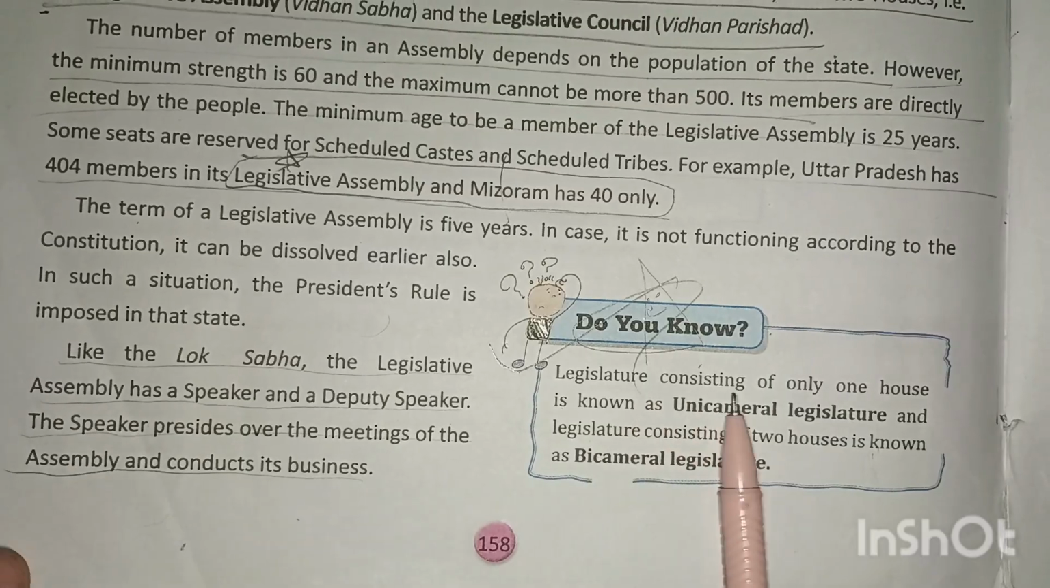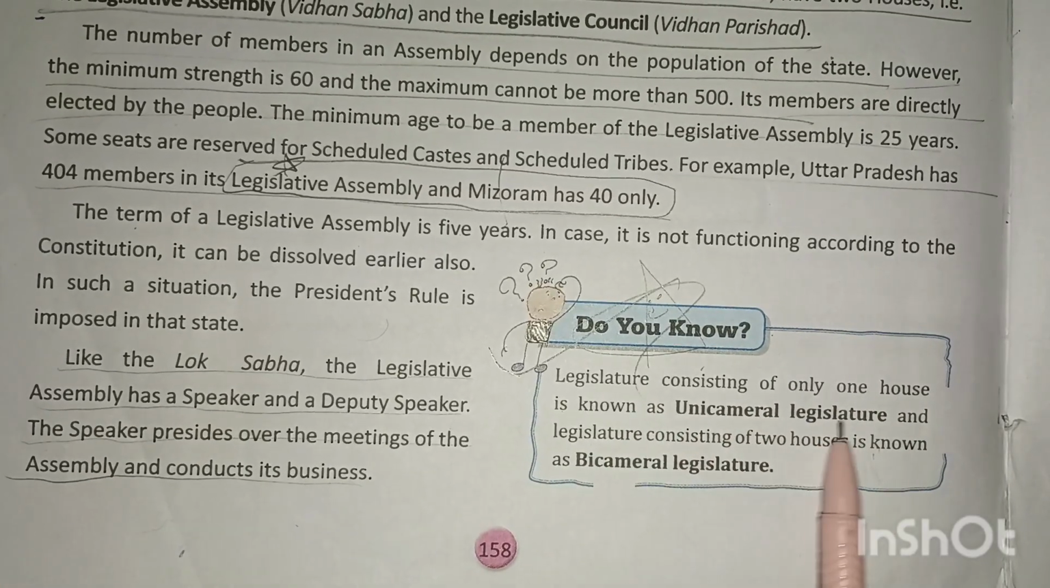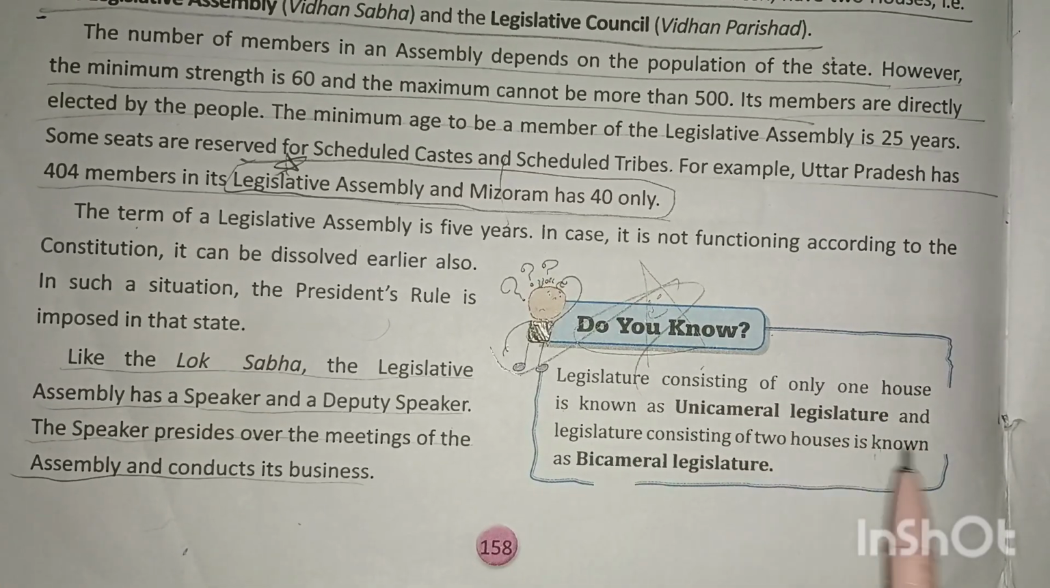Do you know, a legislature consisting of only one house is known as a unicameral legislature and a legislature consisting of 2 houses is known as a bicameral legislature.